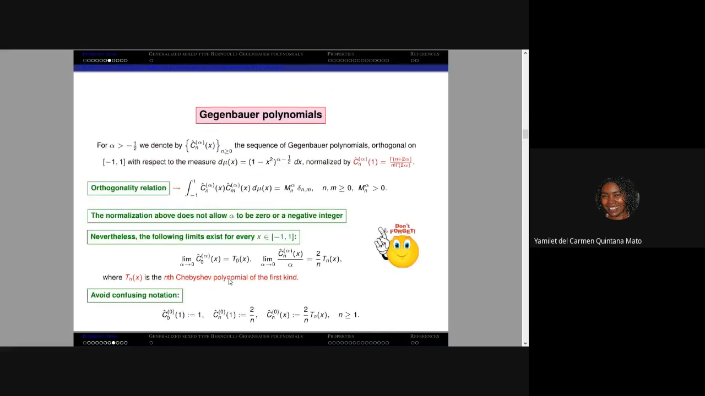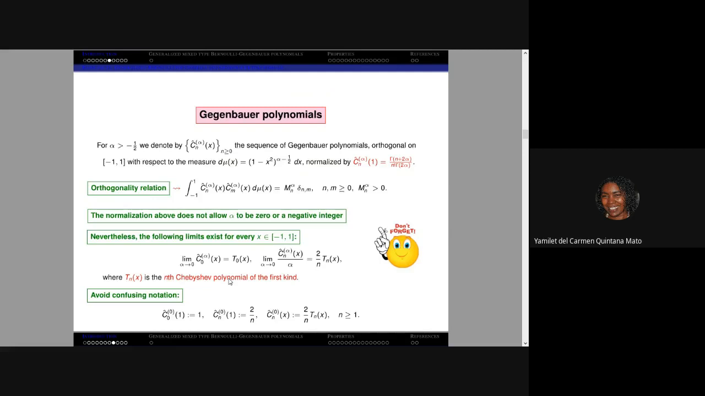In the case of the Gegenbauer polynomials, it is well known that if we consider a parameter alpha greater than -1/2 and denote by C_n^alpha the sequence of Gegenbauer polynomials, they are orthogonal on the compact interval [-1, 1] with respect to the Gegenbauer measure, expressed by the condition on the slide.